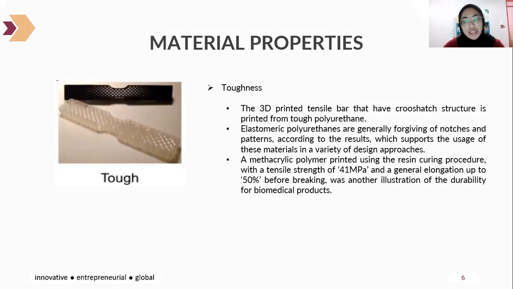The next one is material properties. In material properties, we divided by 4 items, which are toughness, flexible, biocompatible, and conductive. The first one is toughness. The picture is the tensile bar that have closed edge. The 3D printed tensile bar that have closed hatch structure is printed from tough polyurethane. We can see from the picture.